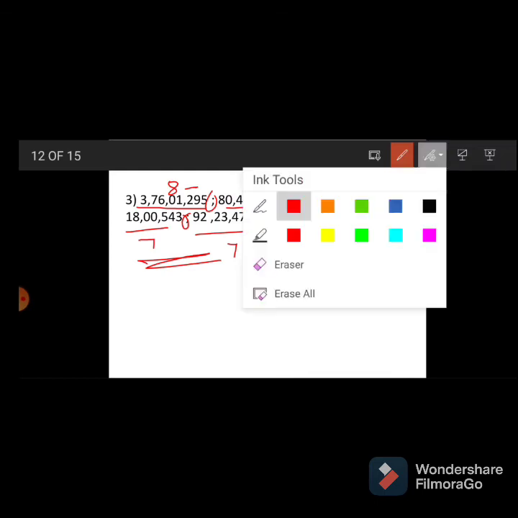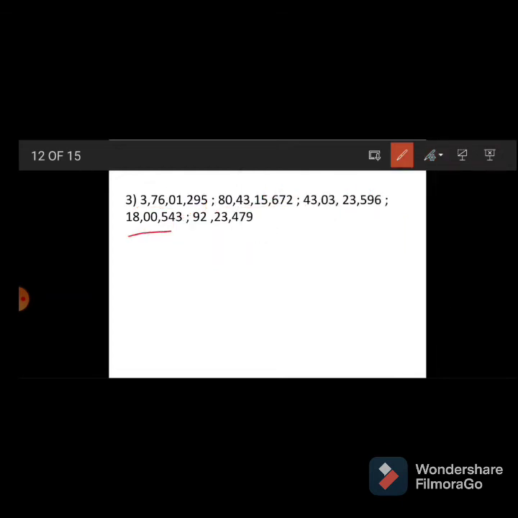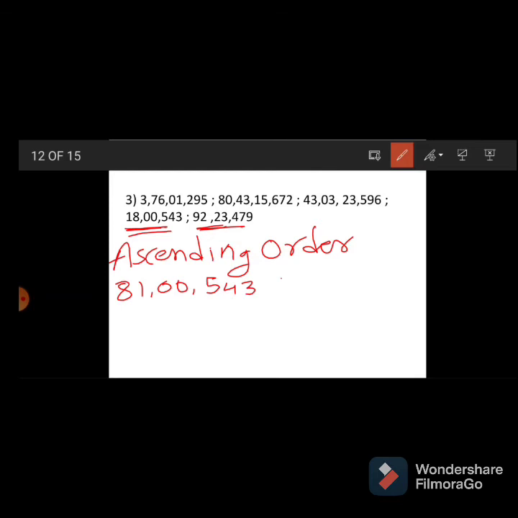Then what to do first? 7 digit numbers are smaller than in 7 digit numbers. How to check? While writing ascending order, first will come smaller or greater number. In ascending order, yes, first will come smaller number, and which is the smaller number? 18 lakh is smaller than the 92 lakh, means 18 lakh 543 is smaller than the 92 lakh 23,479 is smaller than these two numbers over.